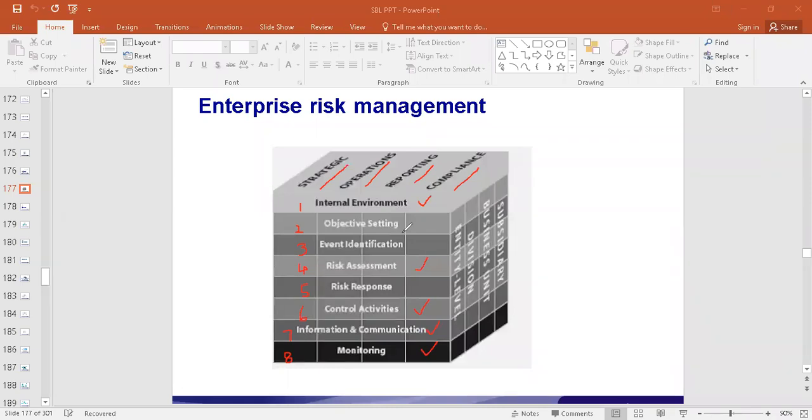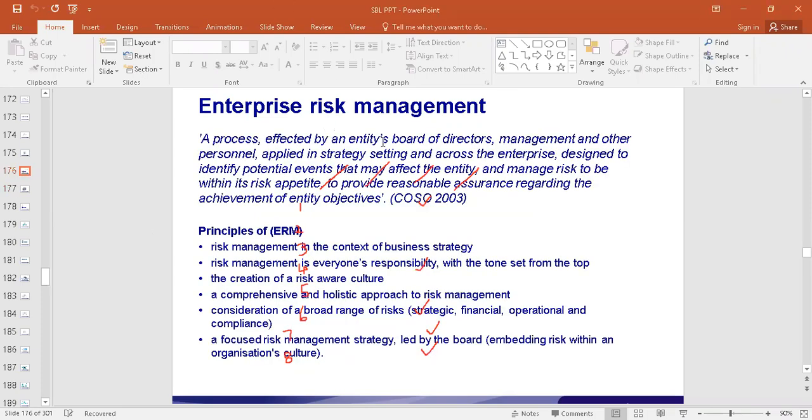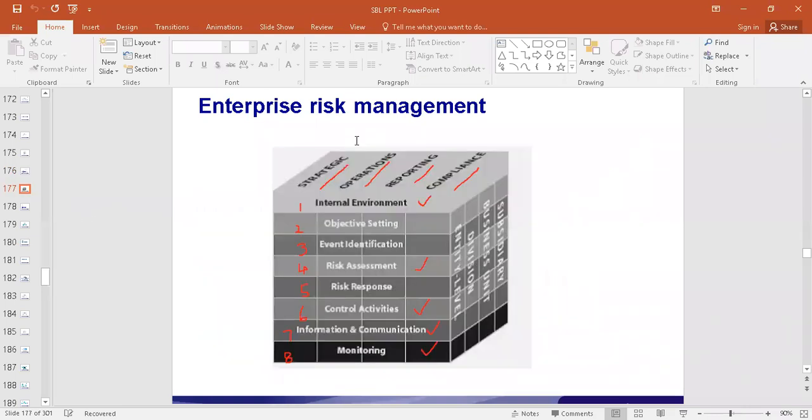Apart from that, the objectives. Where do we see ERM? The definition says that it is applied in strategy setting also. It is applied in planning. It is applied in setting the objectives so that things can be implemented. So we see setting the objectives, then the rest of it follows. This framework is applicable across the organization. That is ERM.